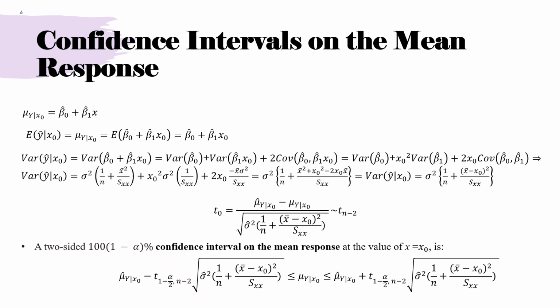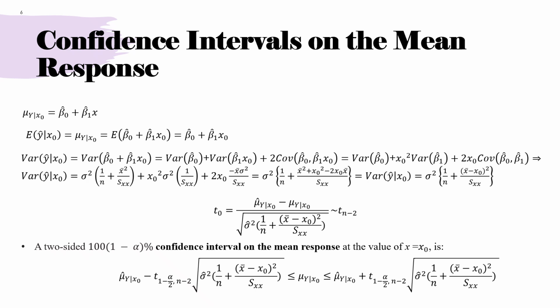However, because the intercept and slope are estimated from sample data, this mean response estimate is subject to uncertainty. A confidence interval on the mean response quantifies that uncertainty. This interval is constructed using the estimated mean response, the standard error of the mean response, and a critical value from the t-distribution with n-2 degrees of freedom.